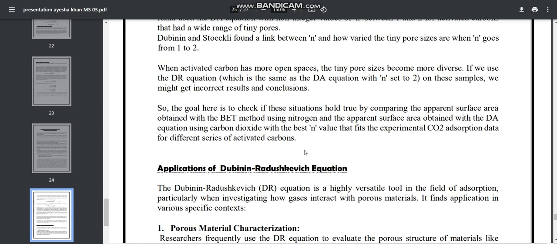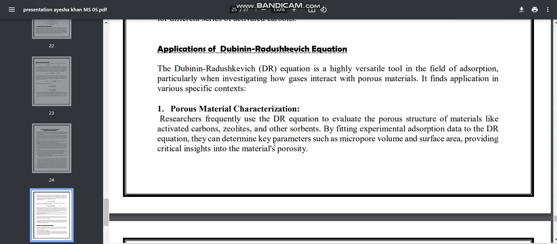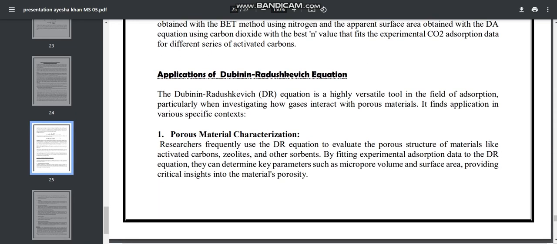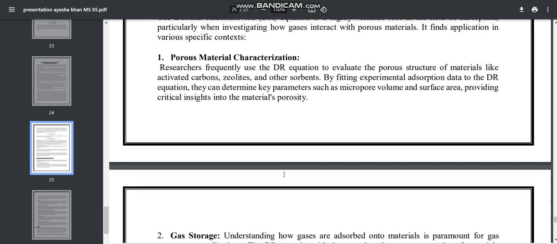So next is applications of the DR equation. The first application is porous material characterization. Researchers frequently use the DR equation to evaluate the porous structure of materials like activated carbon, zeolites, and other adsorbents. By fitting the experimental adsorption data to the DR equation, they can determine key parameters such as micropore volume and surface area, providing critical insight into the material porosity.